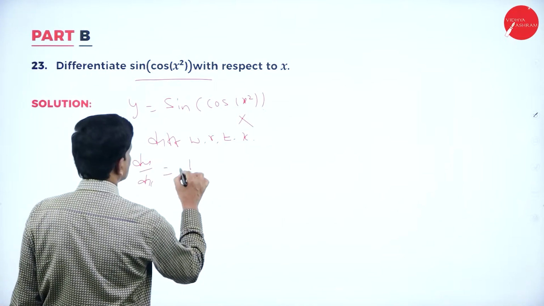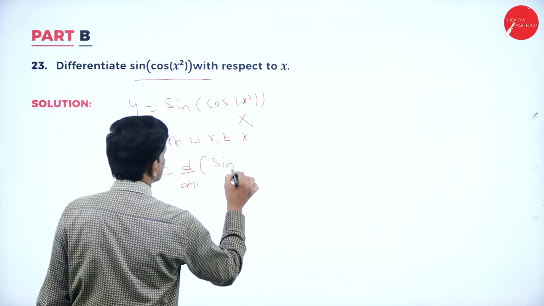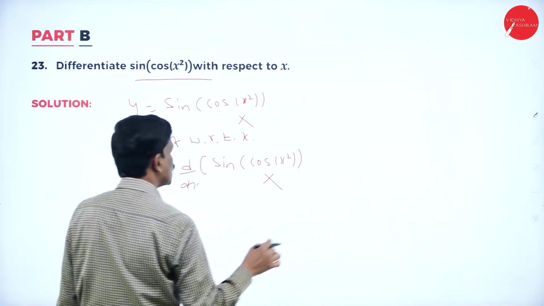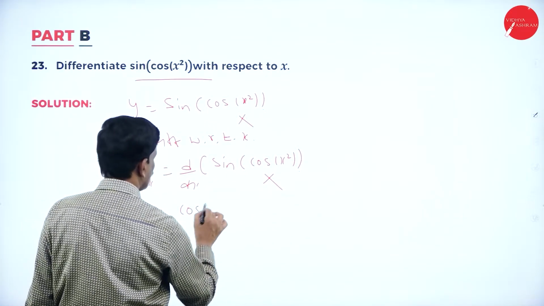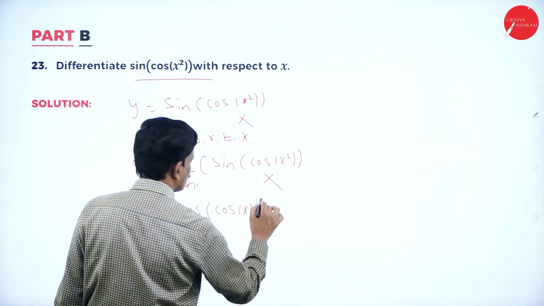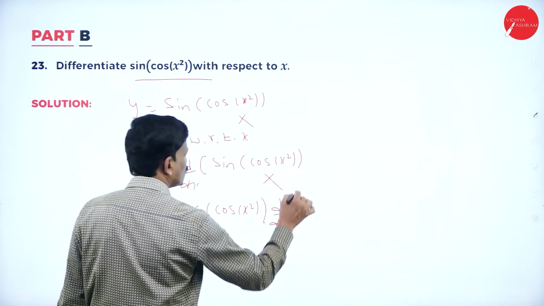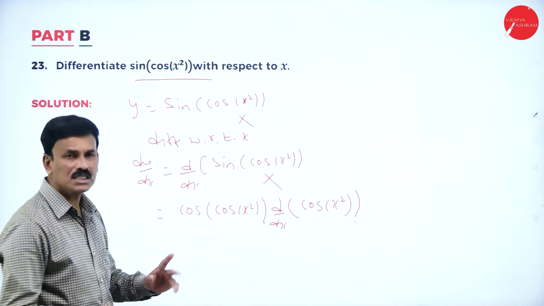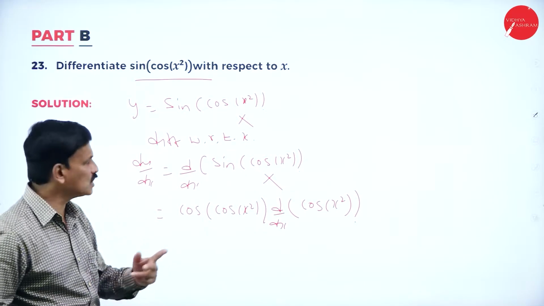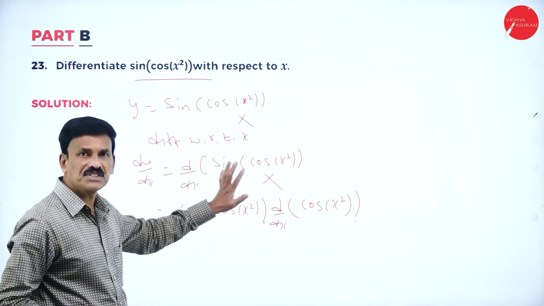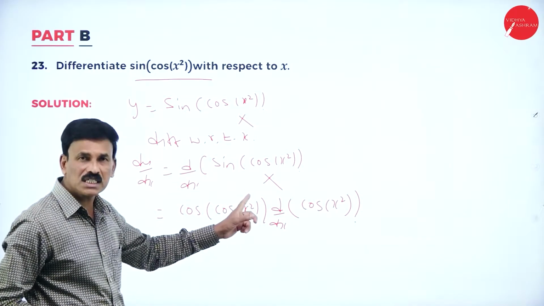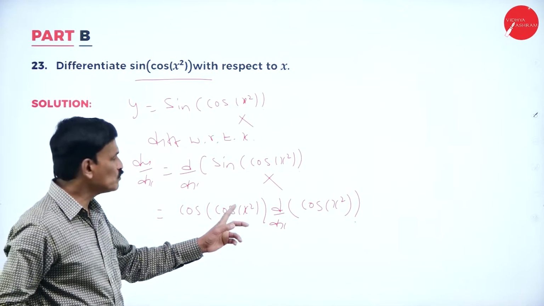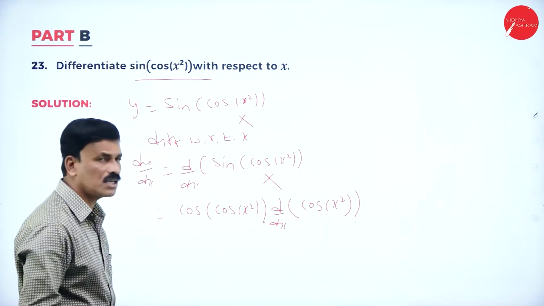dy by dx is equal to d by dx of sine of cos x square. Let us assume cos x square as u. What is the derivative of sine u? Cos u. So cos of cos x square into d by dx of the inside function. What is the inside function we have considered? Cos of x square. See here, this is a function of a function of a function, a composite function. Sine of, consider this as u. Differentiation of sine u is cos u. Cos of cos x square into d by dx of the inside function cos of x square.